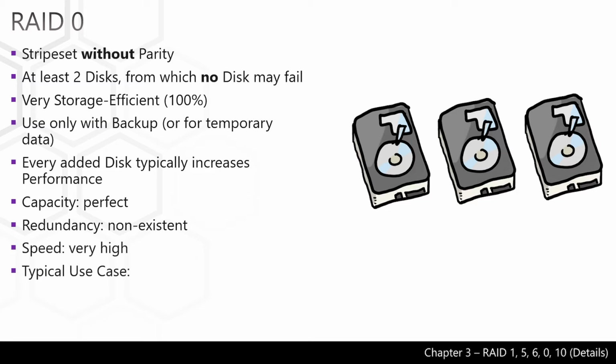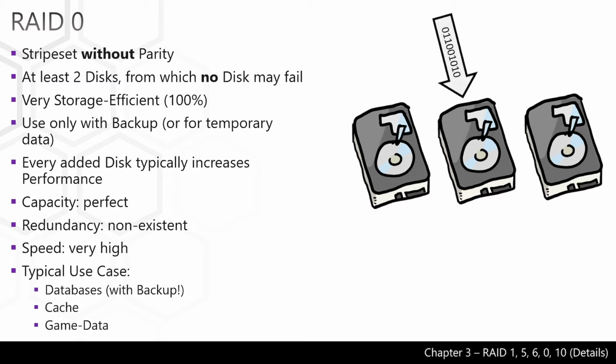A typical use case for a RAID 0, which is technically not a RAID, is databases, if you use it with a backup, or caching. Or if you have game data, like for home usage, often in gaming PCs, there is a RAID 0 present for storing, for example, your Steam game data, so level loading gets faster. So the data arrives and will be split to all of the disks in your RAID 0 at the same time.